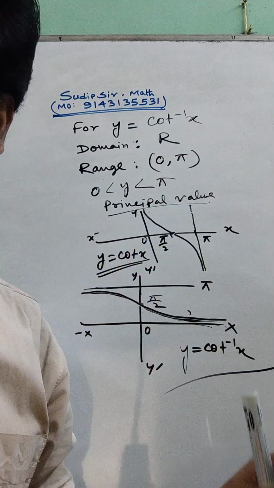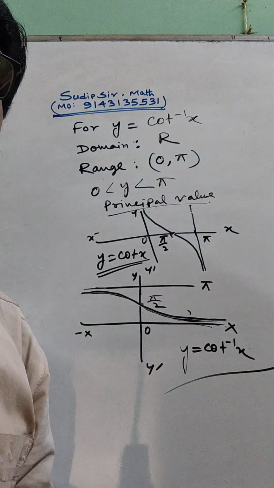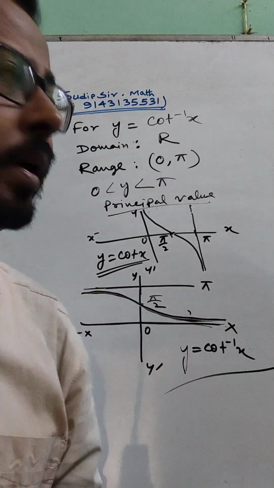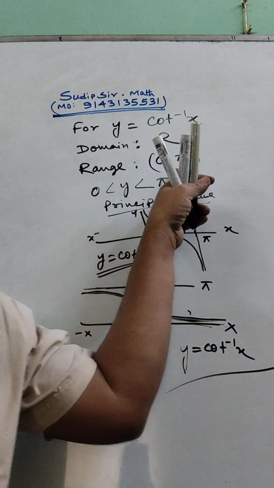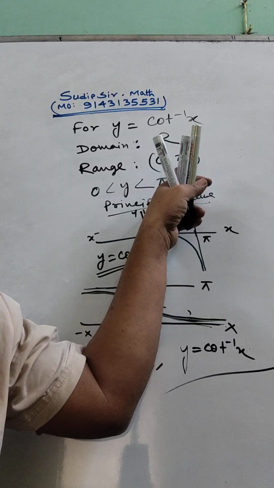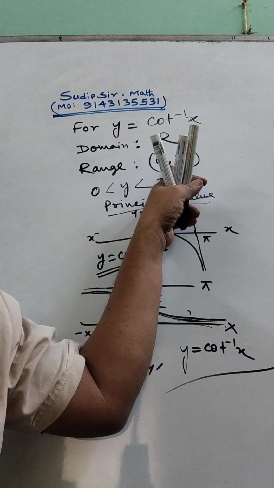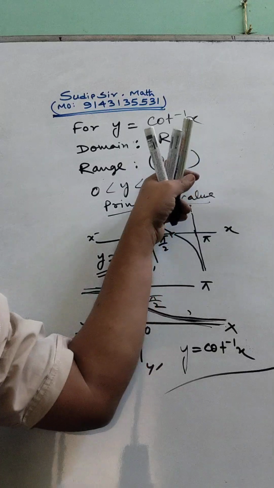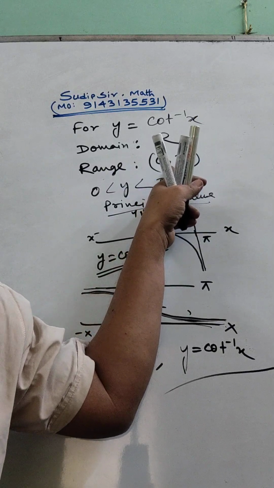And for cot inverse x, the domain can be any real value. For the domain, it can take any real value, but the range is 0 to pi. The range will be 0 to pi. It does not take 0 or pi. Okay.